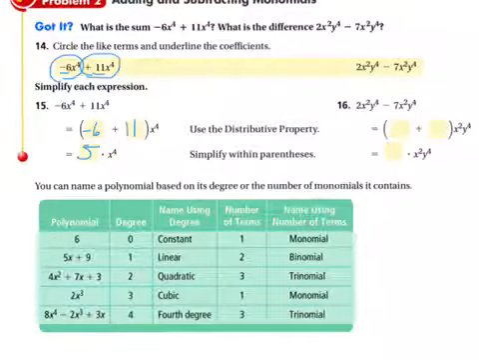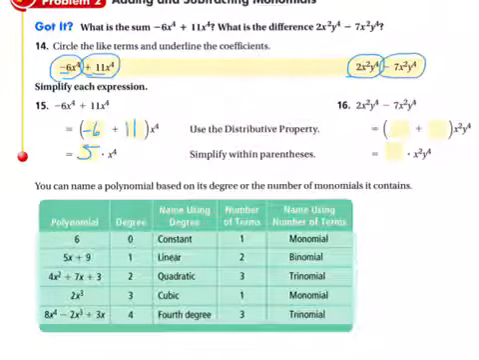On the second problem, you have a 2x squared y to the 4th and a minus 7, or negative 7x squared y to the 4th.